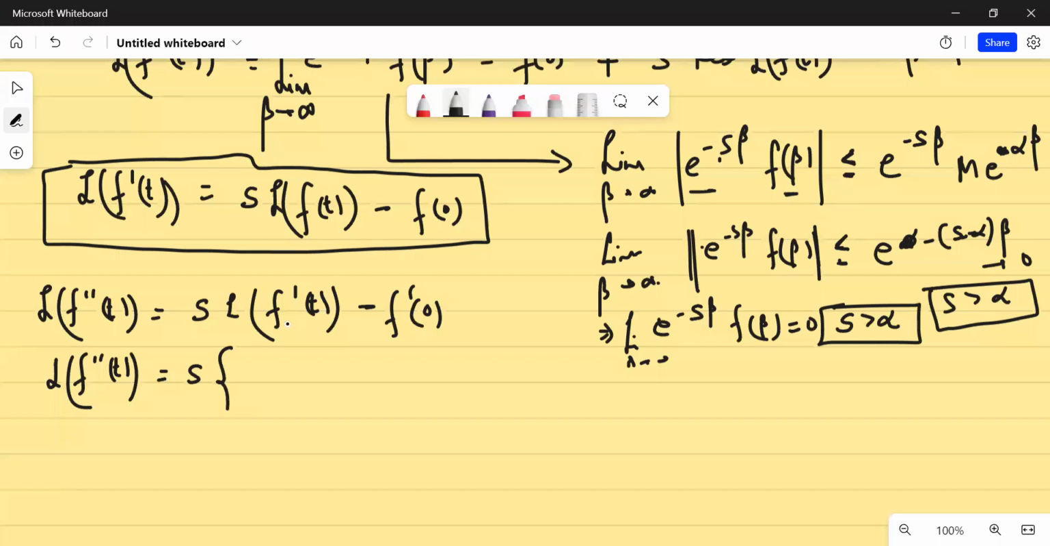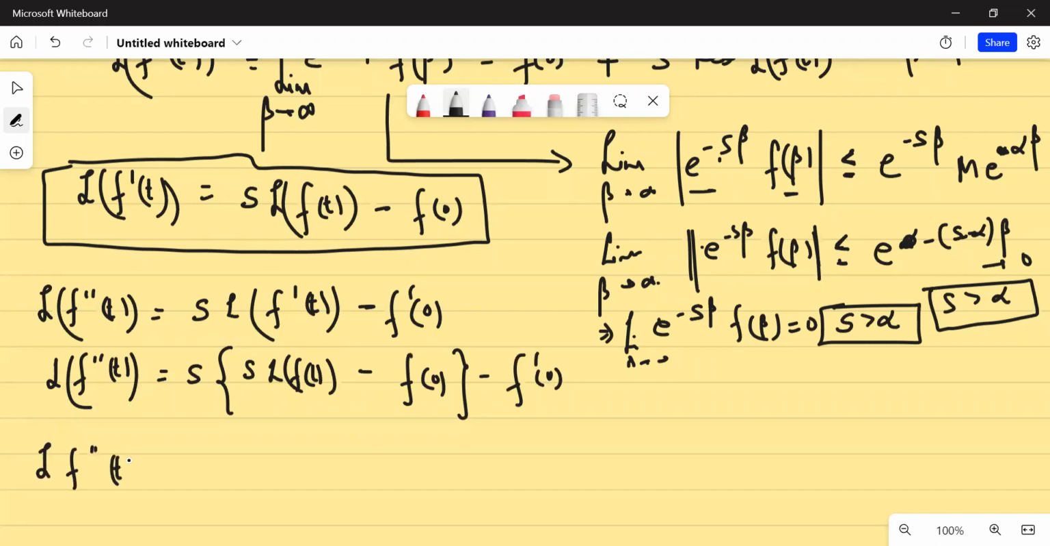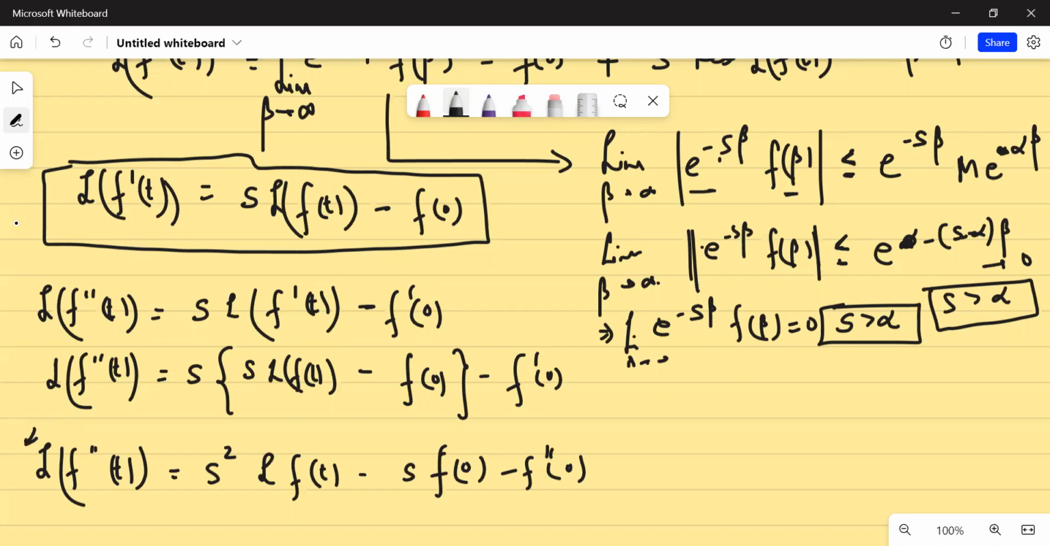So the Laplace transform of f double dash t would be s times, and what is the Laplace transform of f dash t? This is s times the Laplace transform of f(t) minus f of 0, and then you have this minus f dash 0. So the Laplace transform of f double dash t is simply s square times the Laplace transform of f(t) minus s times f(0) minus f dash 0. Okay, this is another formula.